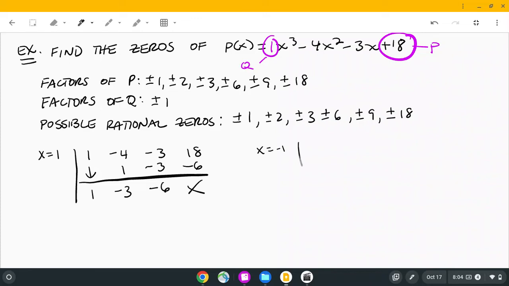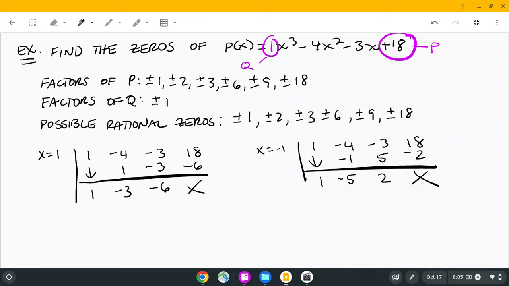Let's try negative 1. 1, negative 4, negative 3, 18. Bring down the 1. 1 times negative 1 is negative 1. Combine these, negative 4 and negative 1 is negative 5. Negative 5 times negative 1 is positive 5. 5 and negative 3 is 2. 2 times negative 1 is negative 2, so that doesn't work. That doesn't give us 0.